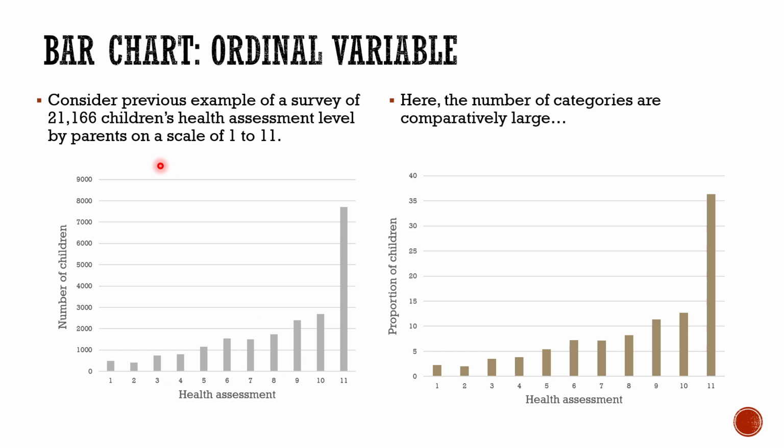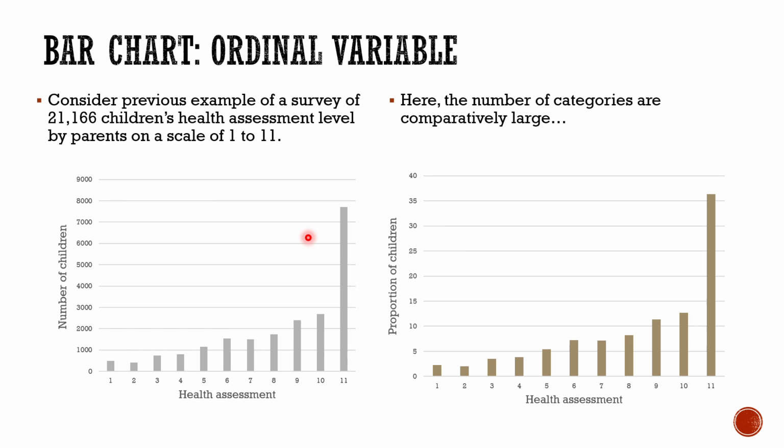And consider we have an example, the previous example of a survey of 21,166 children's health assessment level by parents, reported on a scale of 1 to 11. And you see that we have plotted it using absolute frequency and the relative frequency. Here the number of categories is comparatively large, so not that much information is visible, unlike if we have a lesser number of categories.